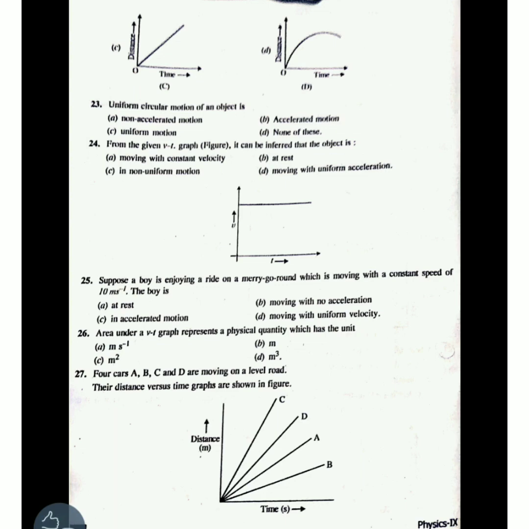Area under a VT graph represents a physical quantity which has the unit meter per second, meter square, meter, or meter cube. Find out which is correct. First you find out the physical quantity, and then you have to find out the unit.